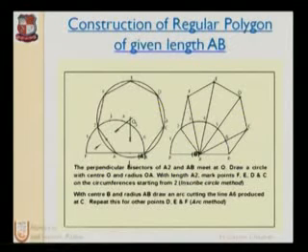Here is a special method of drawing a regular polygon of a given length. First, AB is given, and with the help of AB we can draw a semicircle and divide the circle into 7 equal parts. So 1, 2, 3, 4, 5, 6 and B. These are the 7 parts that can be equally drawn.